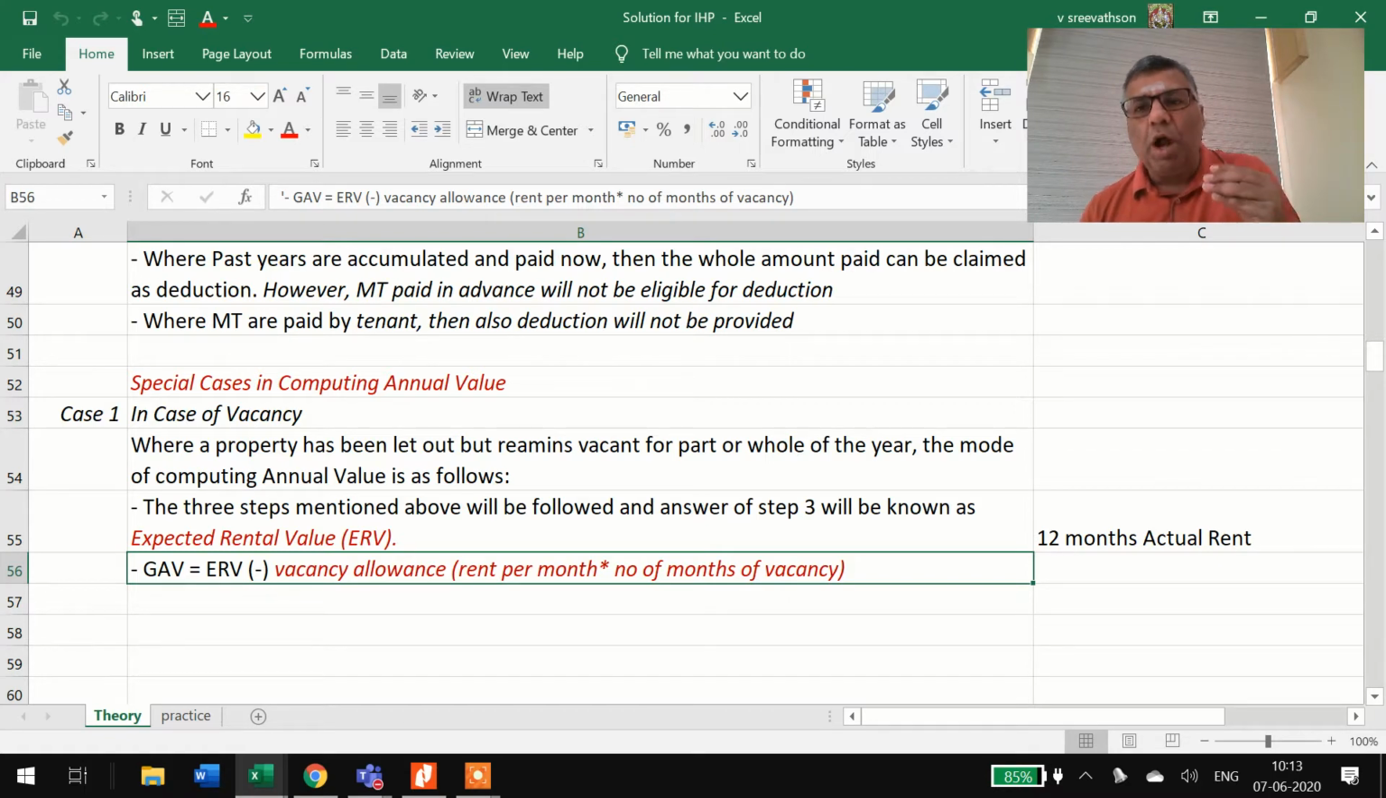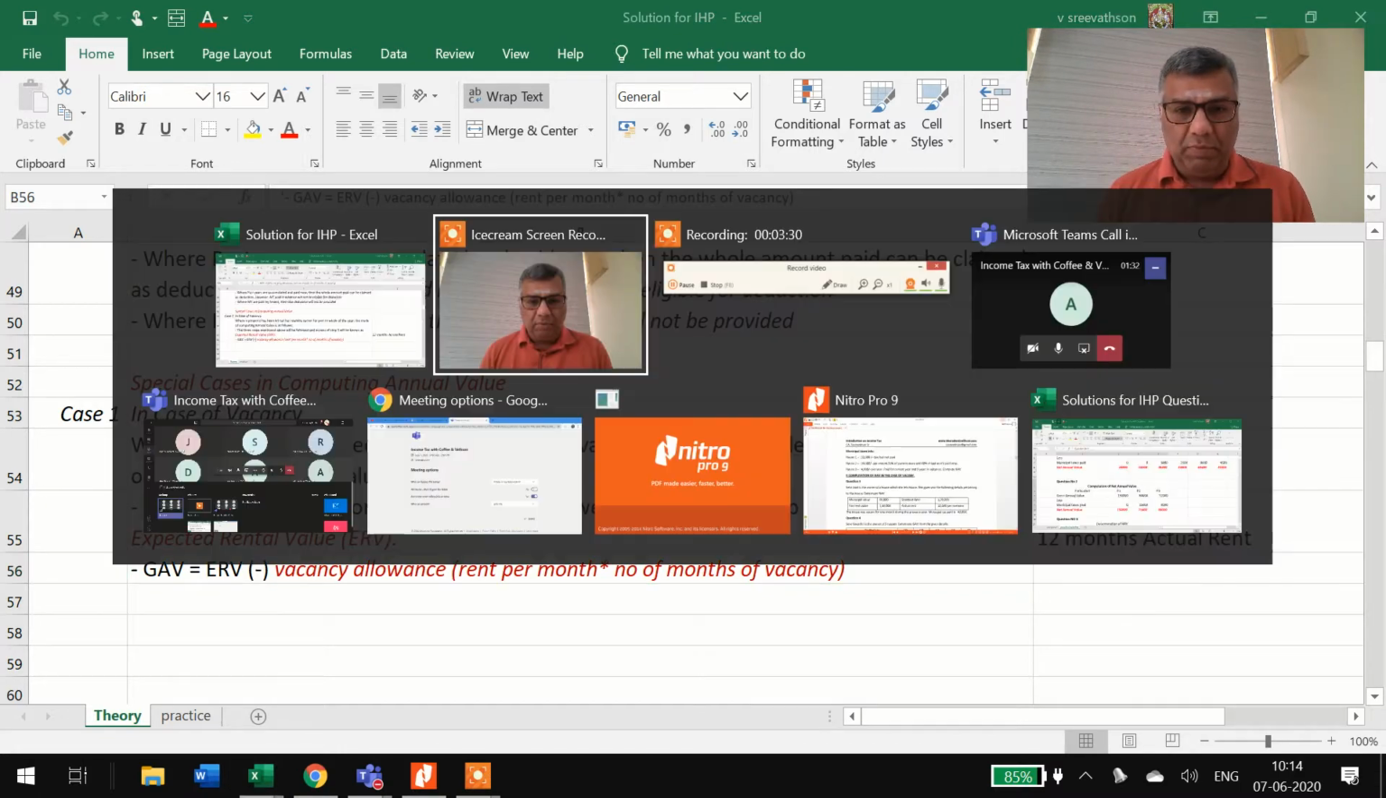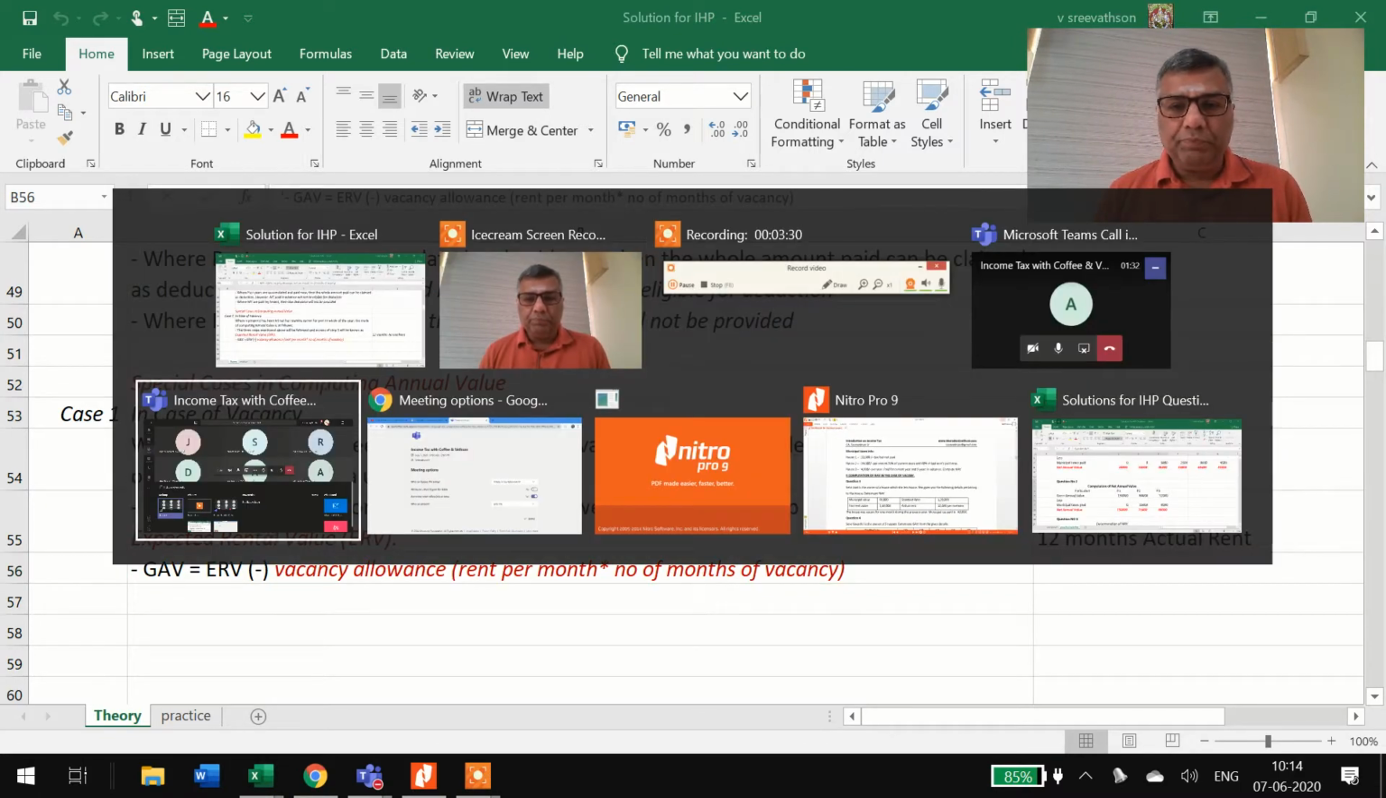So there is one additional step that we go by, where we first compute expected rental value. From there, reduce the vacancy allowance to arrive at what is known as GAV. From there, we know how to compute NAV. So we start with the special cases of computation of annual value.